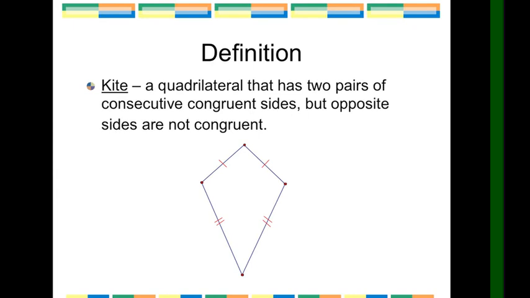Okay, so this is an example of a kite, no? It has two sides here that are congruent, and then the sides here are congruent. The angles here are congruent, but the angle here and the angle here are not congruent.